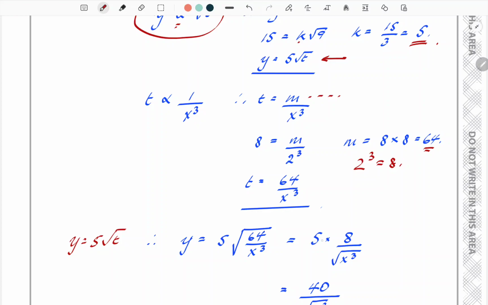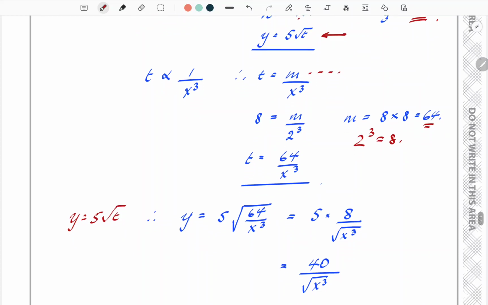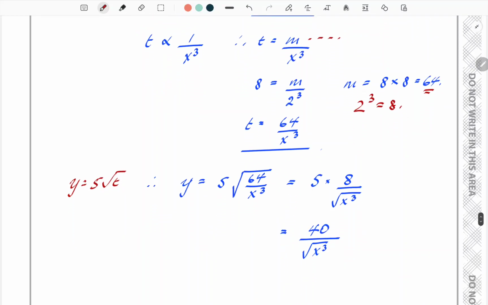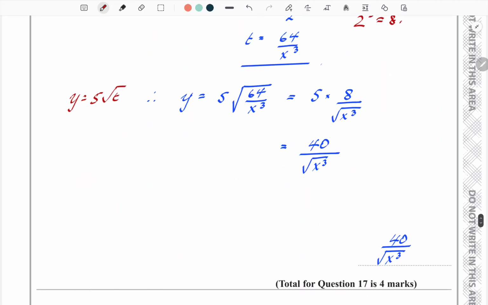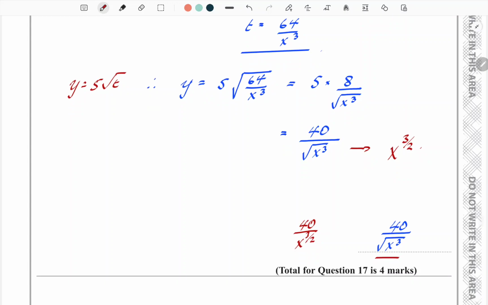And that gives us 5 times the square root of 64 on top, which is 8, and the square root of x cubed in the denominator underneath. And so that's just 5 times 8 over the square root of x cubed, 40 over the square root of x cubed. So that's what you can do there. You could, if you wanted to really labor the point, do powers. You could even do this: that can be written as x to the power 3 over 2. But I think leaving it visually as 40 over the square root of x cubed is probably much simpler.